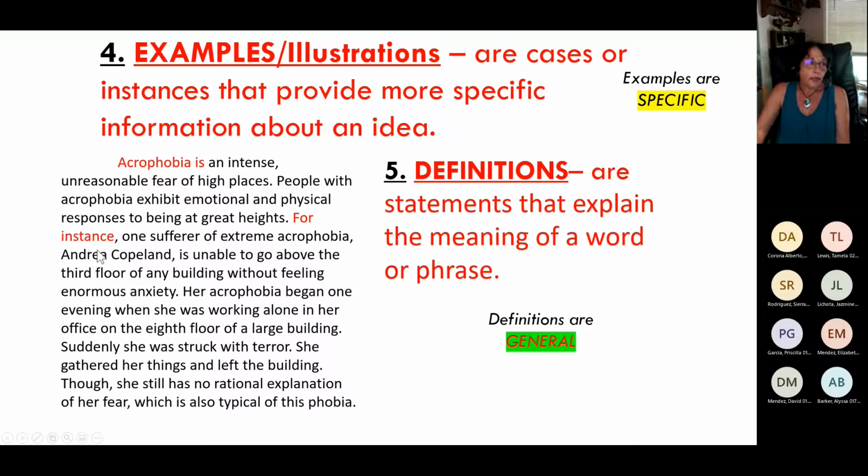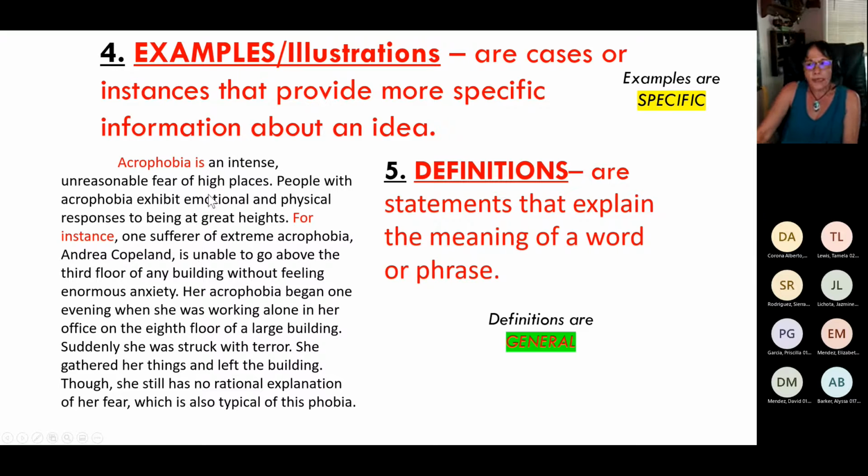one does. And I know it's an example because it starts with for instance, and it gives us the story of Andrea Copeland, and it's a story. So it uses sensory details. Suddenly she was struck with terror. She gathered her things and left the building. So this is descriptive. So that's what I mean when I say you'll still use those skills.